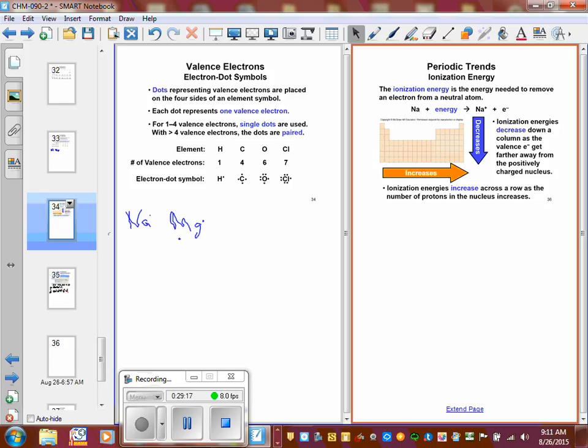Okay? So as you go down in a column, the ionization energy decreases. As you go from left to right in a row, it increases because you now have more protons in the nucleus as you go from left to right. So now you have more positive in the nucleus, so it's even stronger attraction. So left to right in a row, the energy increases, and how does it decrease again? Top to bottom.